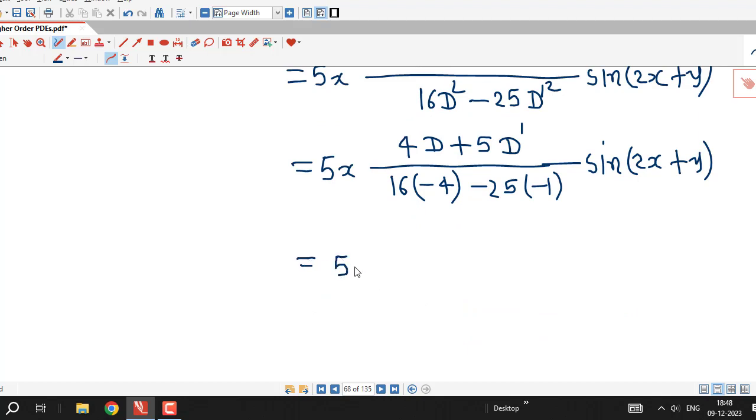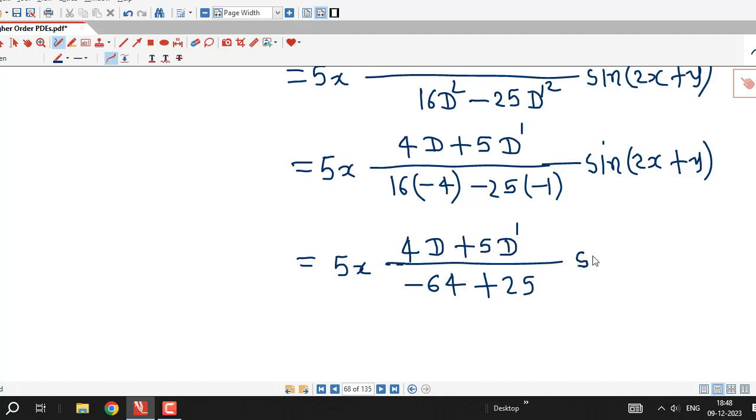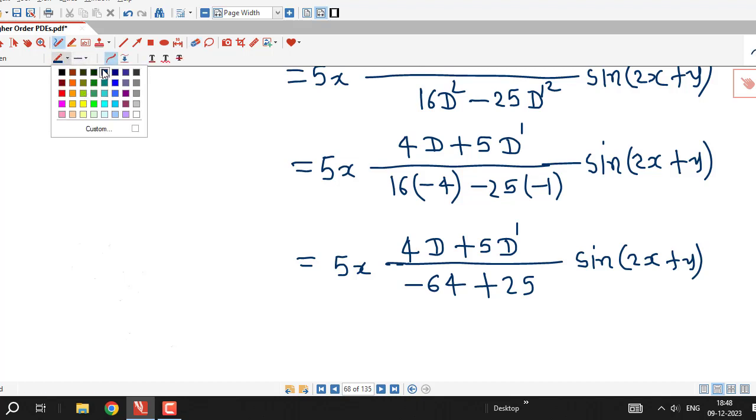And now we can check again whether the denominator remains non-zero after replacing d square and d dash square by minus a square and minus b square. This becomes minus 64 and plus 25, and this is 4d plus 5d dash sine of 2x plus y. Now this is going to be the quantity in the denominator.